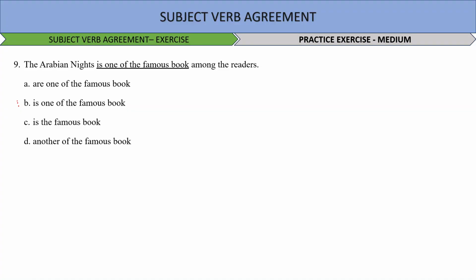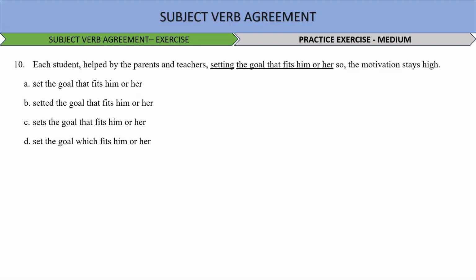Okay. Next, each student helped by the parents and teachers setting the goal that fits him or her, so the motivation stays high. Now see, each student helped by parents and teachers. Now each student should take a singular verb. So because it should take a singular verb, we are not going to use the term setting, we will use the term sets. Where is this term sets available in the option? Only in option number C, and hence C becomes my answer.